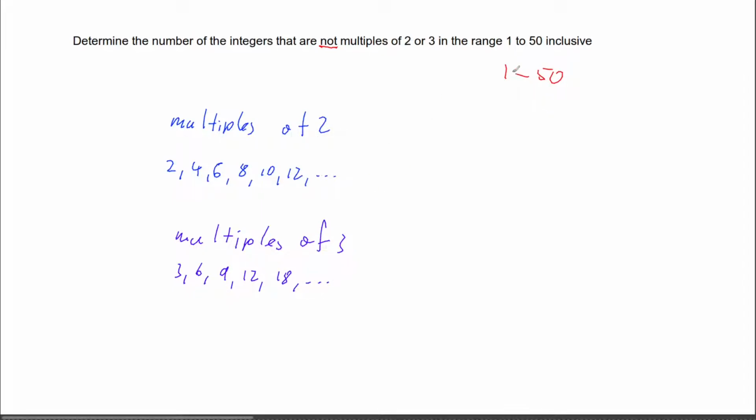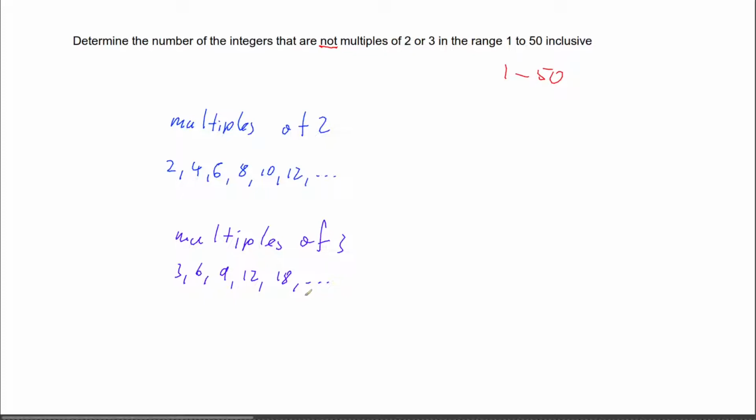So we want to know from the numbers 1 to 50, how many of the numbers do not appear on either of these lists. And that would be quite a complex thing to work out, because we have to work out what are all the numbers that are not multiples of 2, and then what are all the numbers that are not multiples of 3. And mathematically, that's a little bit harder.